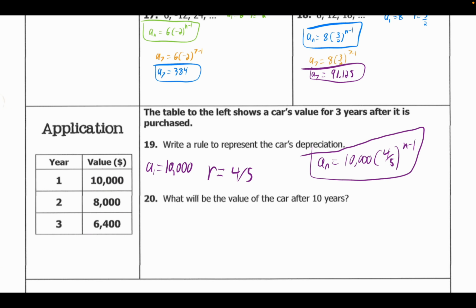And now we're going to figure out the value of the car after 10 years. So a sub 10 is equal to 10,000 times 4/5 to the power of 10 minus 1. And this all ends up equaling that after 10 years, the car should be valued at $1,342.18.